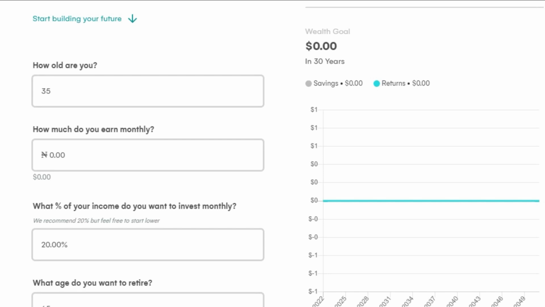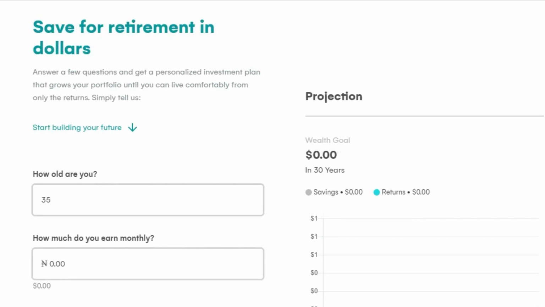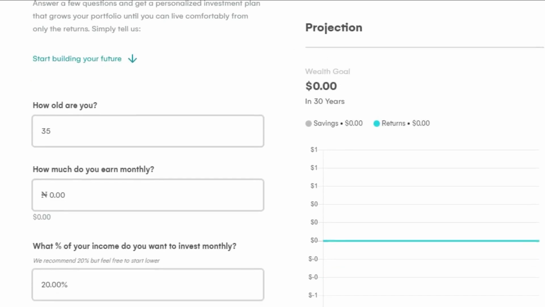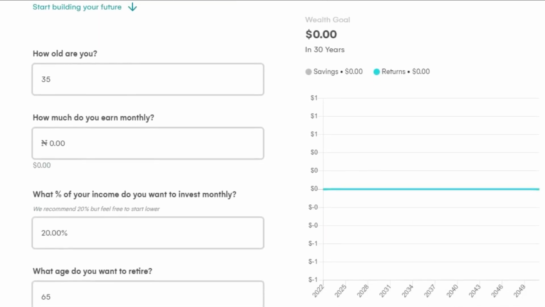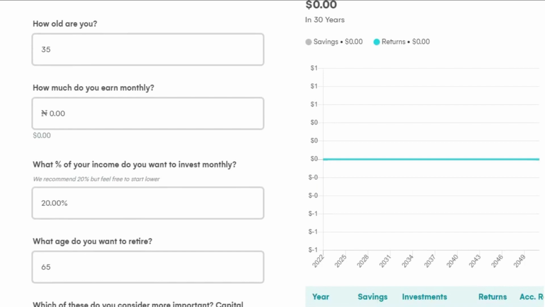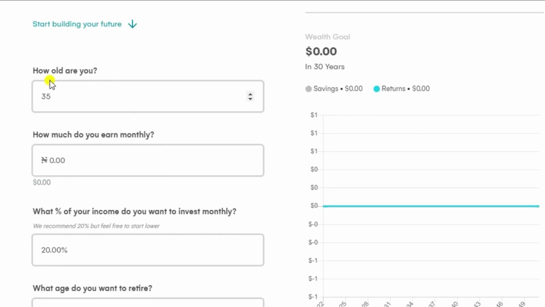So when you click on the build wealth portfolio, you will see how to calculate your annual return depending on the year you want to retire. Let's go over it. I'll show you how it works. They will ask you on this platform, how old are you? I'll just put 30 years there. Then they'll ask you what's your monthly income, how much do you earn monthly. I'll just put like 50,000.